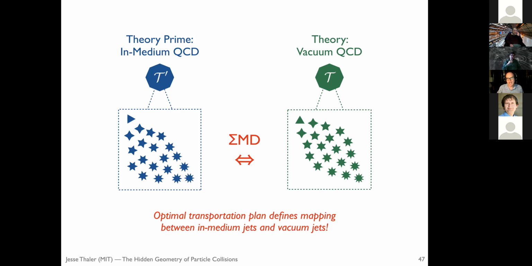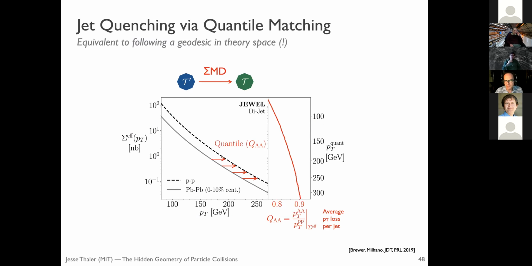And so in work that I did with Jasmine Brewer, Guillermo Milano, and then ongoing work with Andrew Turner that's somewhat related, we studied this jet quenching phenomena via a procedure that we call quantile matching. But the details of this procedure don't matter. All you need to know for the purposes of this is that this is equivalent to following a geodesic in theory space. So I have a cross section for all my lead-lead data. I have a cross section for all my PP data. I want to try to guess how much the PP data is modified when it goes into the lead-lead world.